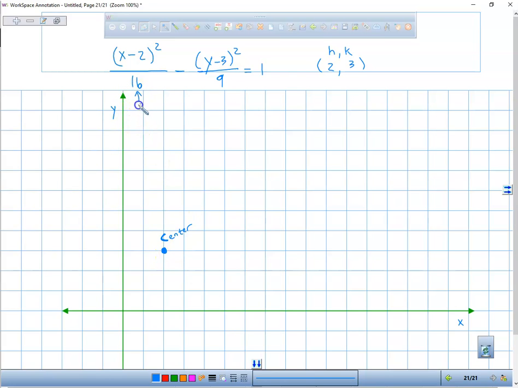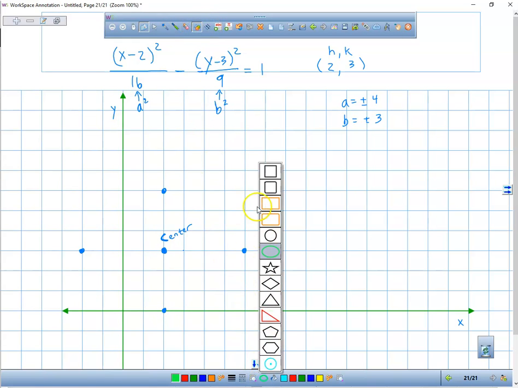Guys, this right here represents our a squared value. This represents our b squared. So what is our a value actually equal to? Plus or minus 4, and our b is equal to plus or minus 3. So here's what I want you to do. Go over 1, 2, 3, 4, put a point. Then go over 1, 2, 3, 4, put a point. Go up 1, 2, 3, put a point. Go down 1, 2, 3, put a point.